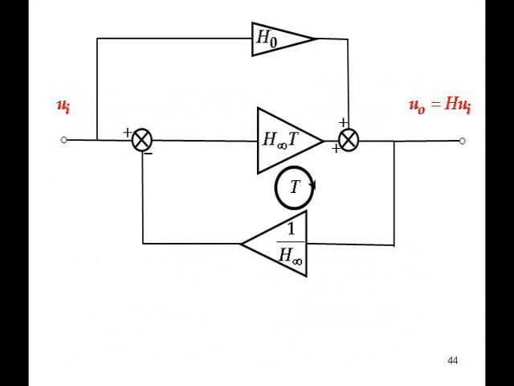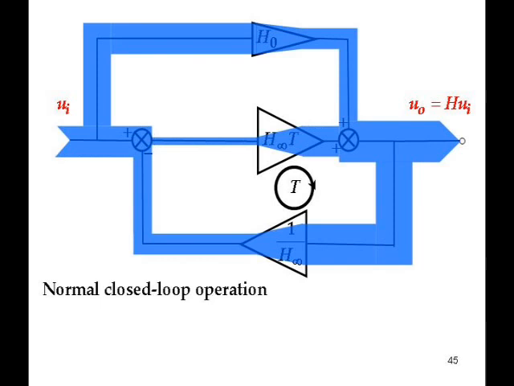Here's the block diagram again. And here's an overlay showing the signal distribution under normal operating conditions where there's an input signal UI and an output signal UO, and there's no test signals anywhere. This is normal operation. The width of the overlay is a qualitative indicator of the strength of the signal in that particular branch. So you see the error signal is small.